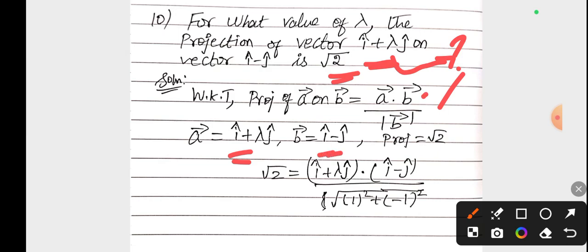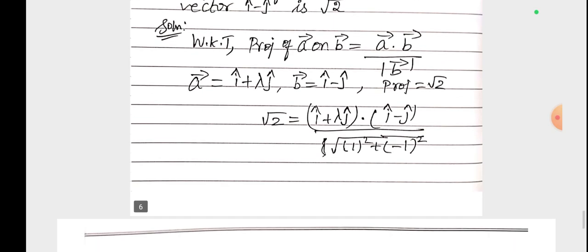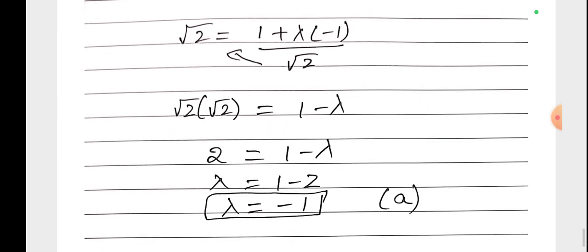We know the formula: a vector dot b vector by magnitude of b vector. Children, you can do the dot product separately or apply it directly. By magnitude of b, again very much easier. For b you can write root over the i cap coefficient, that is nothing but 1 square, then the j cap coefficient is minus 1, whole square. Till now clear? Then it's easy, and this equals root 2.